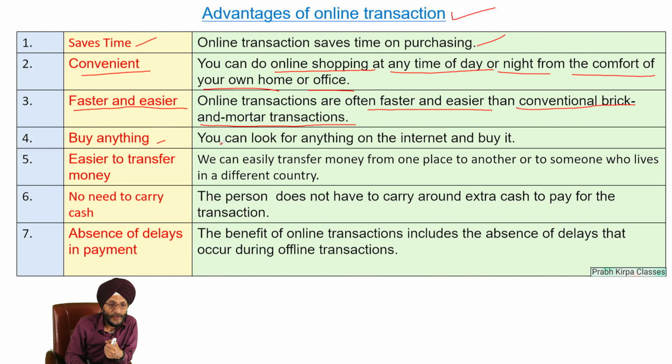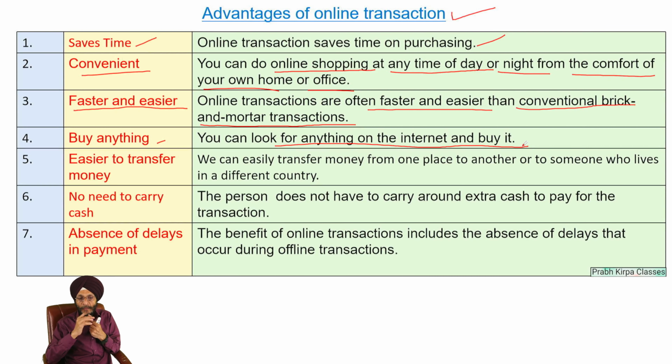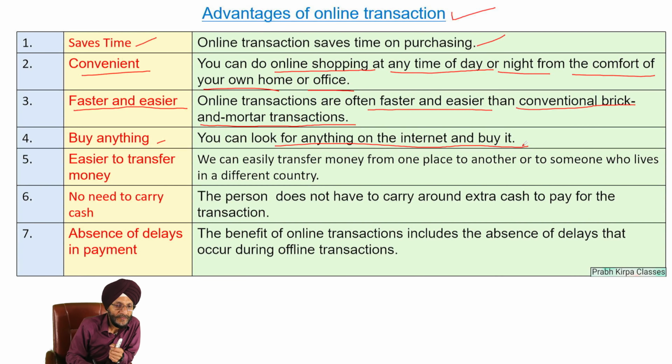Buy anything. You can look for anything on the internet and buy it. Whenever you want to purchase something offline, you may have to visit many stores to find a particular brand of product which you want to buy. But in the case of online transaction, hundreds and thousands of products are available on a single site. So it saves time and it is faster and easier.